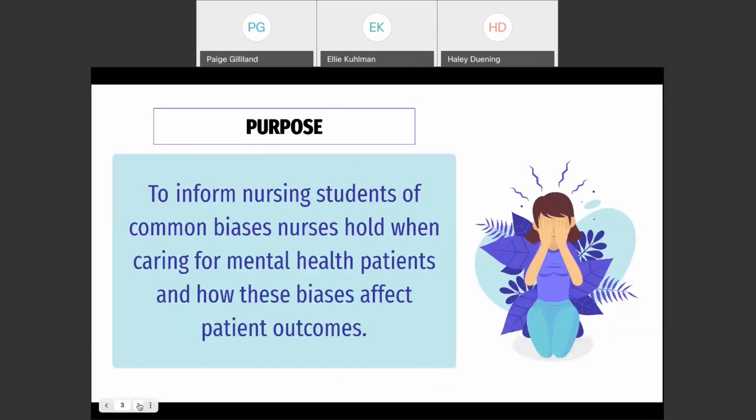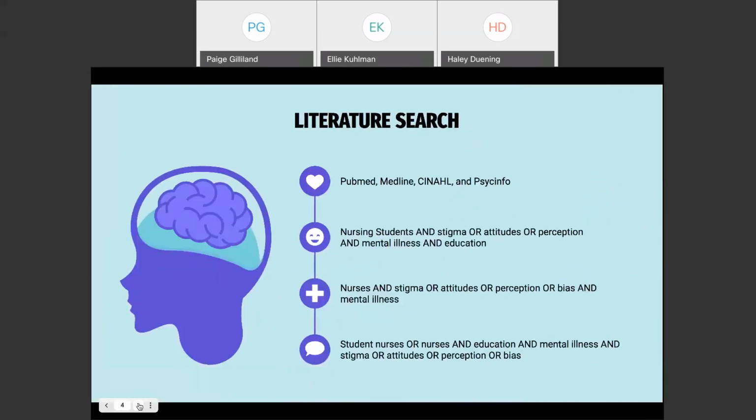The main purpose of our education was to inform nursing students about some common biases that nurses hold when caring for mental health patients and how these biases affect patient outcomes. In order to find information on this topic, we used the databases PubMed, Medline, CINAHL, and PsycInfo.